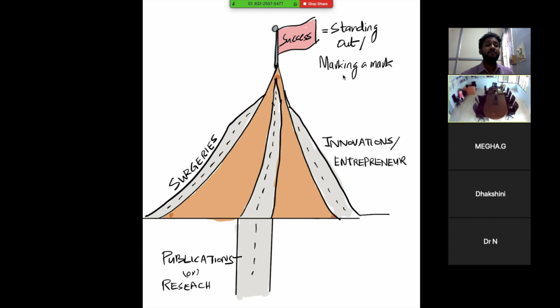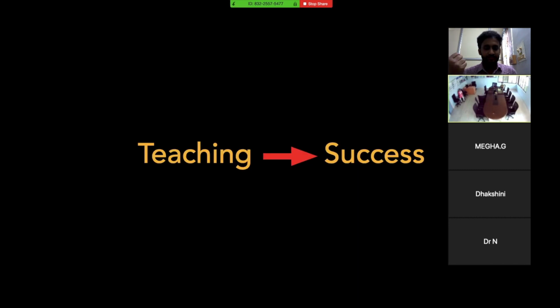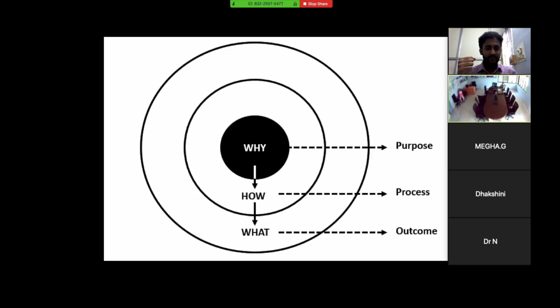But let me share with you one path which has not been talked about much, a very unexplored path, and that is teaching. In other words, how teaching the world can enable you to reach success. So we'll start with this.